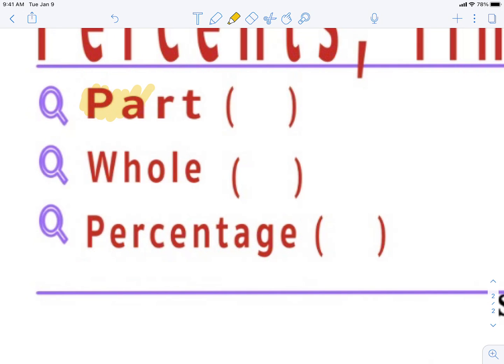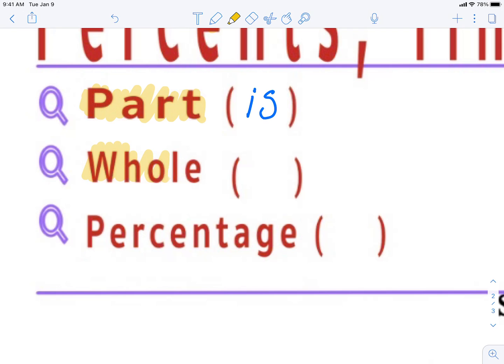So when we hear the word part, right? Part of something. When we're talking about percent, we're talking about a part of a whole. So when you see part, you're going to see the word is. Keep that word in mind. Is is the part of something. Okay. I'll explain later.